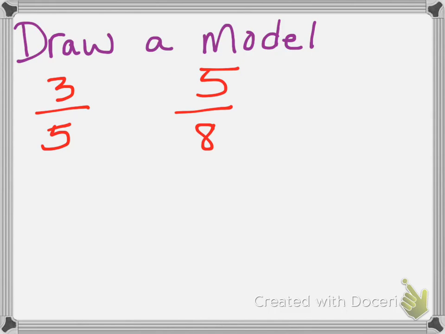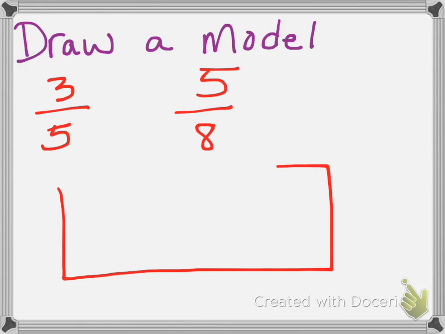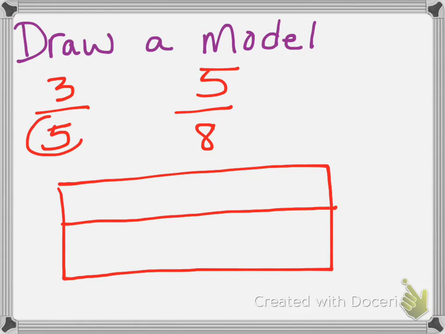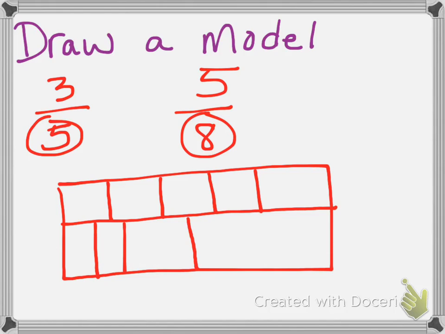So for drawing a model, I have 3/5 and I want to compare it to 5/8. What I tell them to do is to draw a rectangle and then split it in half. I need 5 pieces for my first one. And then I need 8 pieces for the bottom. And when I do that, to try to make sure it's even, I know 8 is divisible by 2. And so I split it in 2, and then I know I need 4 equal pieces on each side.